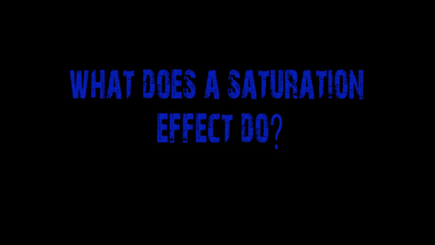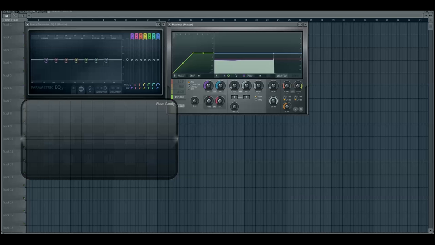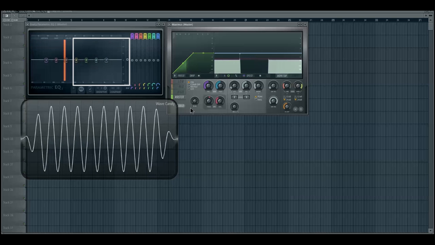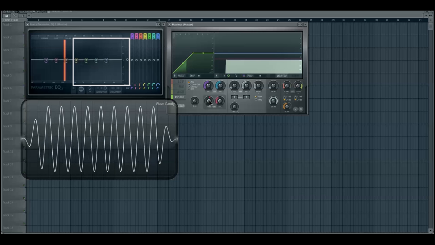So with all that in mind, most of you are wondering, what does the saturation control on my compressor actually do? Well, it emulates the previously described tape saturation by applying it to a portion of your signal.